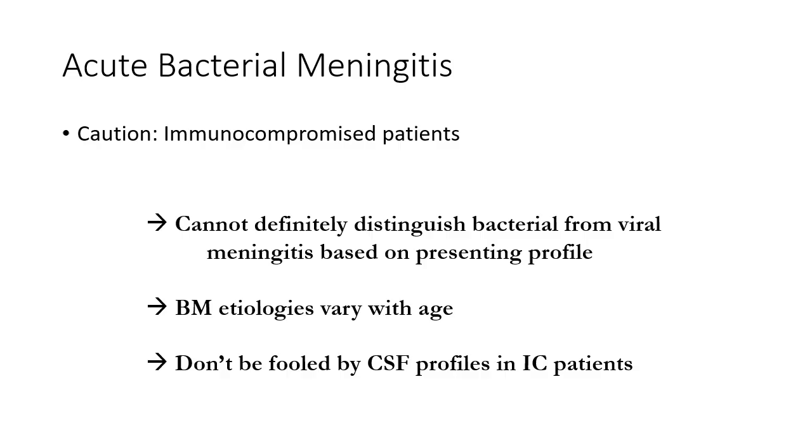And sometimes this also revolves around either being falsely low because they aren't able to mount as robust of an immune response to the infection, or they could be higher than expected just from baseline underlying inflammation from what's causing their immunocompromised state. Most notably, this is seen with HIV.